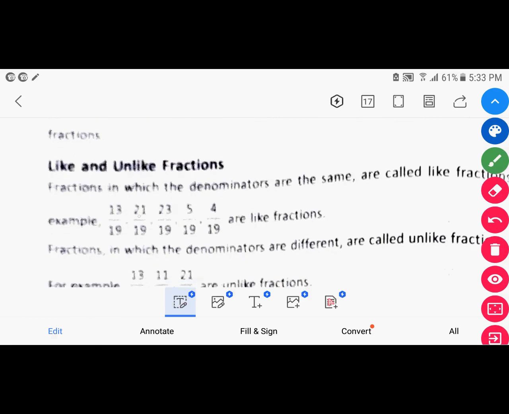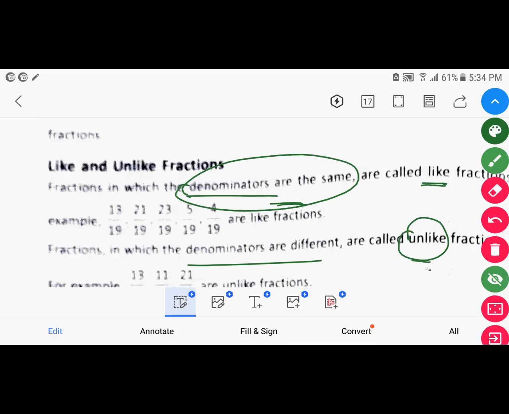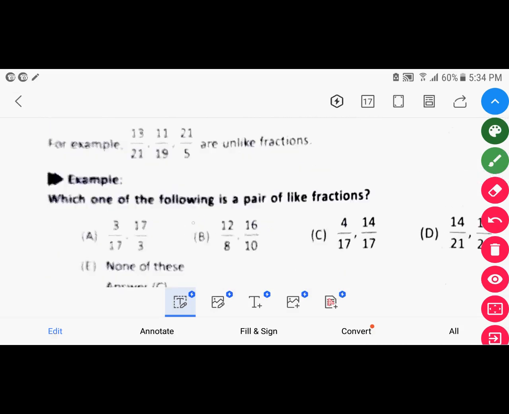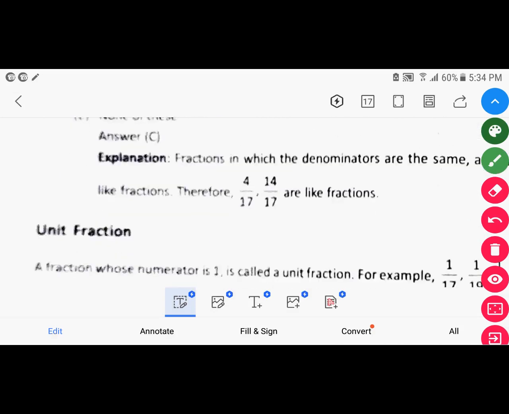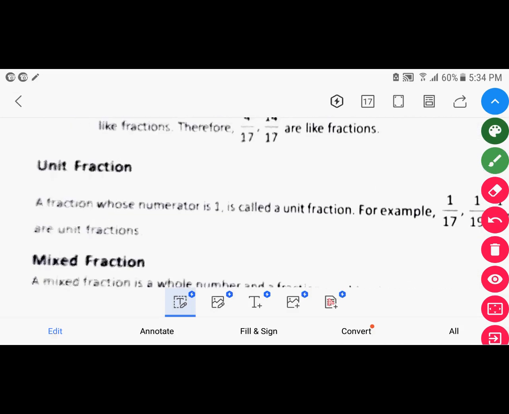criteria of type is like and unlike fraction. So what is meant by like fractions and what is meant by unlike fractions? The fractions whose denominators are same are known as like fractions. If denominators are different, they are known as unlike fractions. See here in the example, all the fractions have denominator 19 and numerator is different, so they are like fractions. If their denominator is also different, then they are known as unlike fractions. Now unit fraction, numerator is 1, then it is known as unit fraction.